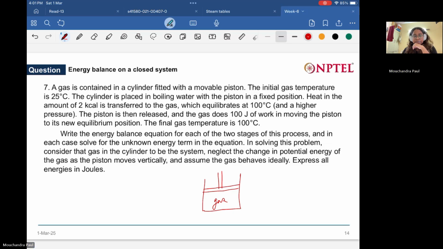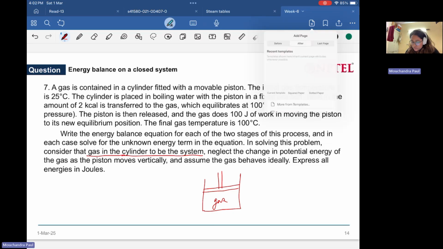So write the energy balance equation for each of the two stages of this process. And in each case, solve for the unknown energy term in the equation. In solving this problem, consider the gas in the cylinder to be the system. Neglect the change in potential energy of the gas as the piston moves vertically and assume that gas behaves ideally. Express all energies in joules. Okay, this is the question.